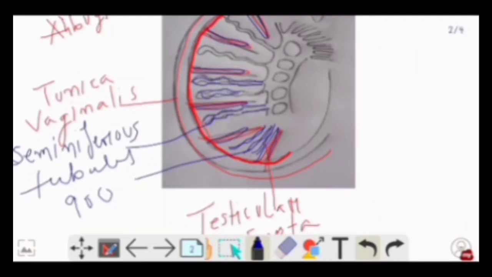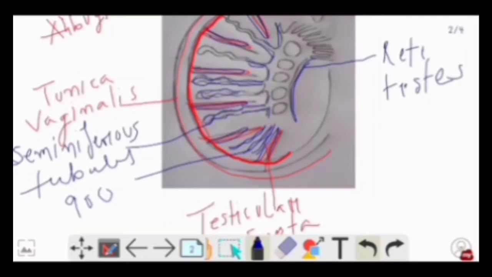As we can see here, they are becoming straight. These straight tubes join each other and form a network of tubes. This is another network of tubes, and this tube is not a coil-like structure. It is completely straight, and this network is known as rete testis.